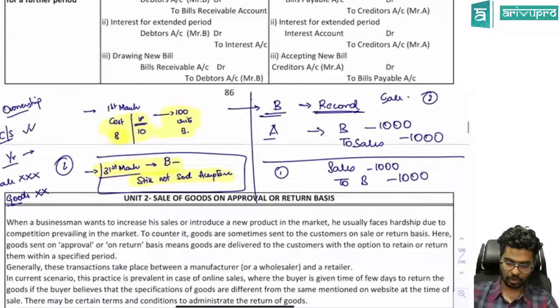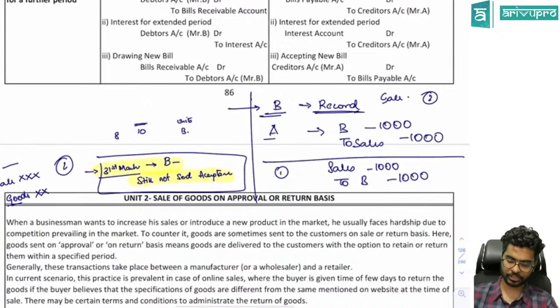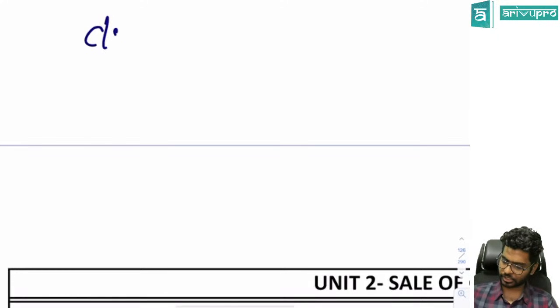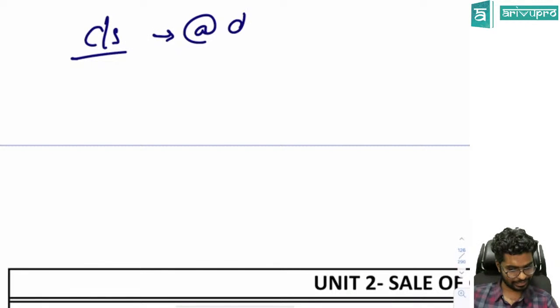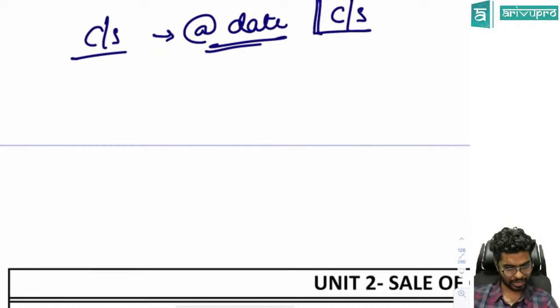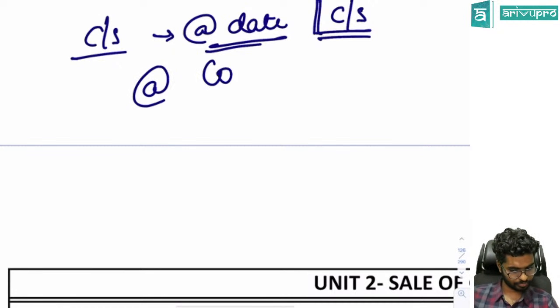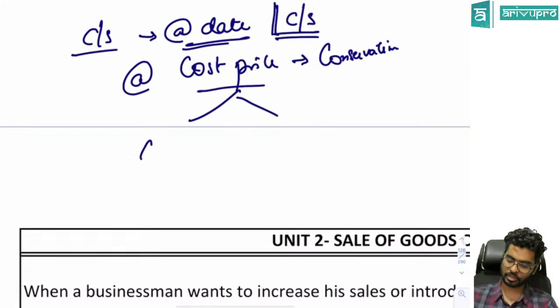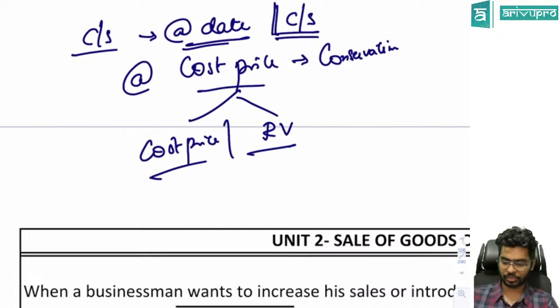Are you clear? Now I have to record the closing stock entry. Remember this: closing stock will be recorded at the closing date of the balance sheet, at cost price, because of the conservatism principle. And what does the conservatism principle say? Cost price or realizable value, whichever is lower. In this case, my cost price was what? 8 rupees.